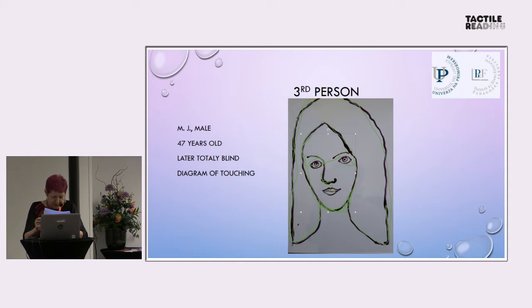The third person was MJ, male, 47 years old and later totally blind. He touched with the index finger and followed the shape of the face. He recognized the face in half a minute and had no problems at all.